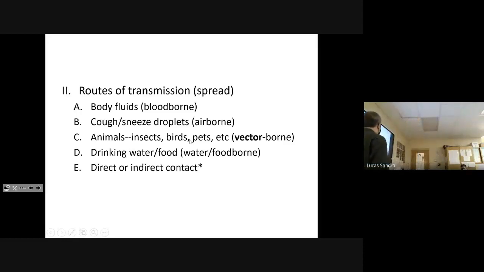So contact, direct or indirect. Direct being like, hey, you shook hands with somebody, or you brushed up against somebody. Indirect being like, you sat at a table they were at, or used the toilet they used. Took quite a while to figure out that it looks like COVID doesn't really get transmitted that way very well. Great. People can stop disinfecting their groceries.